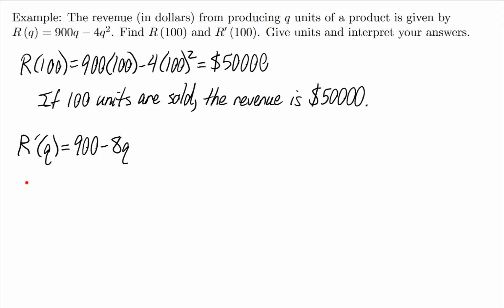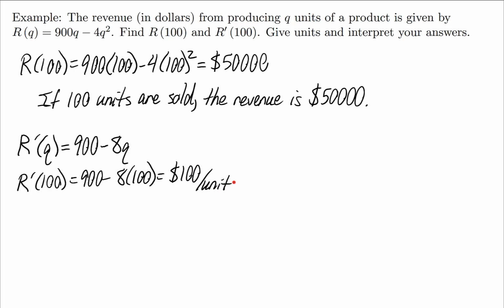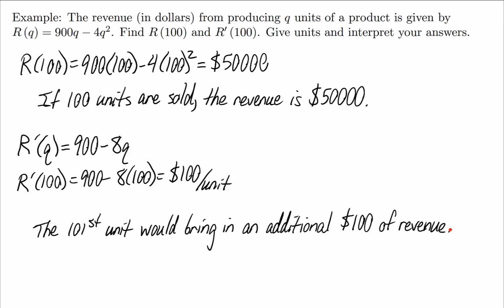Then let's plug 100 into this. When I plug 100 into this, I get $100, but this is actually dollars per unit. Because remember, the derivative is always the units of the function over the units of the variable. And finally, to talk about the interpretation of this, remember the derivative, or the marginal, as however you would like to look at it, is always the concept of next. So we're talking about the 101st unit here. The 101st unit would bring in an additional $100 of revenue. The next one, if you will.